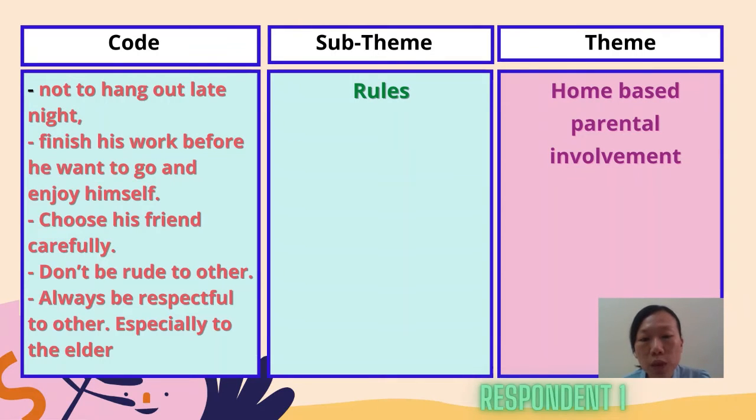The next sub-theme is rules. For respondent 1, he always teaches his son not to hang out late at night. He should finish his work before he goes out and enjoys himself. He has to choose his friends carefully and not be rude to others. Always be respectful to others, especially to the elderly.